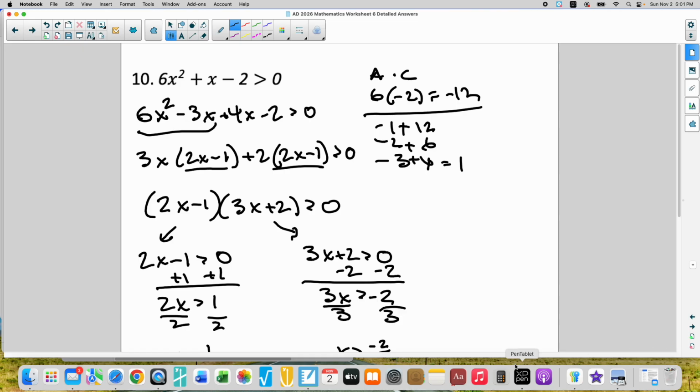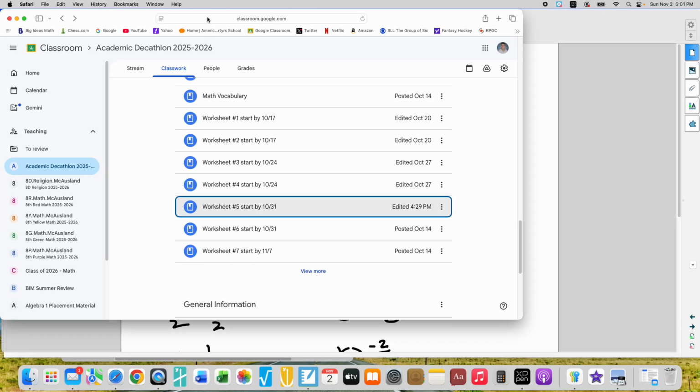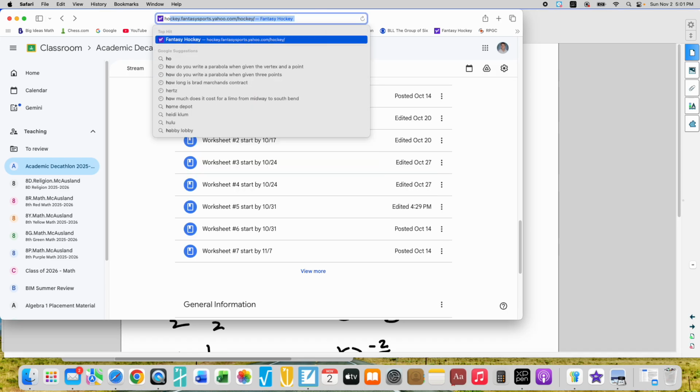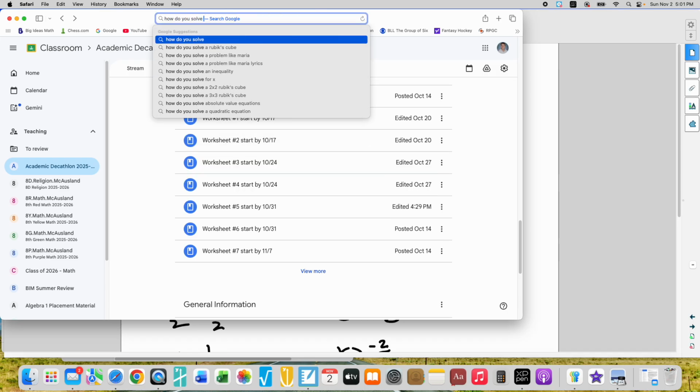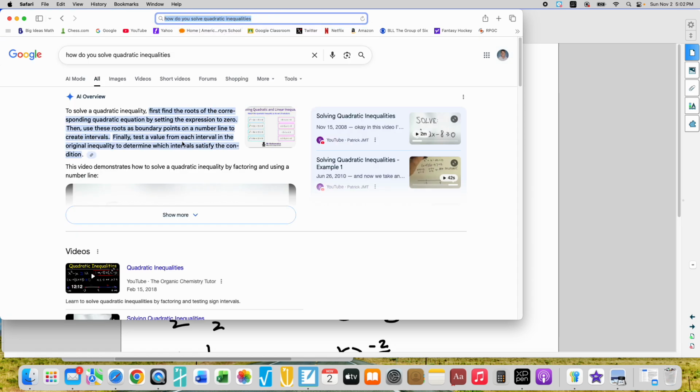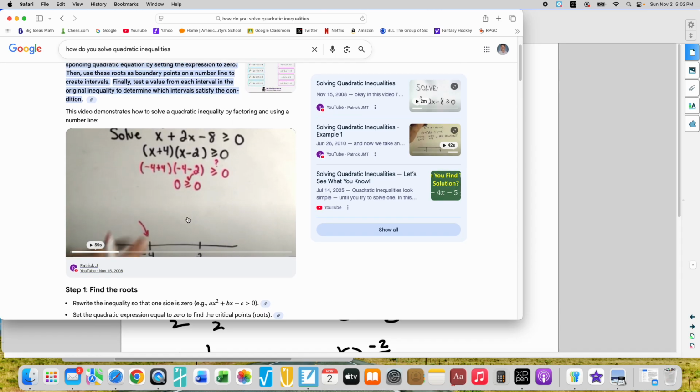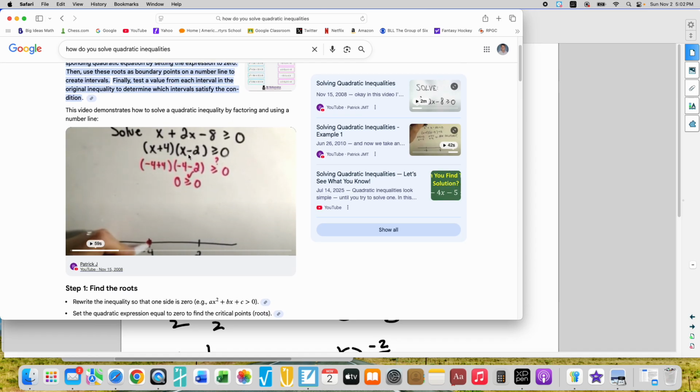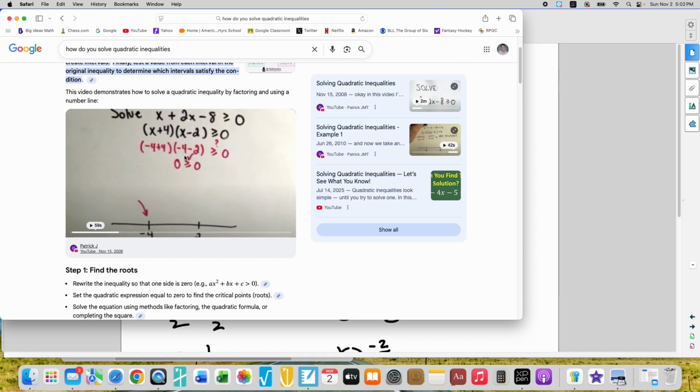Let's take a peek. Let's see what we can find. How do you solve quadratic inequalities? Let's see. Yeah, we use the boundary points, number line, create intervals. Yep. Video, solve. So we get those. Right, okay.